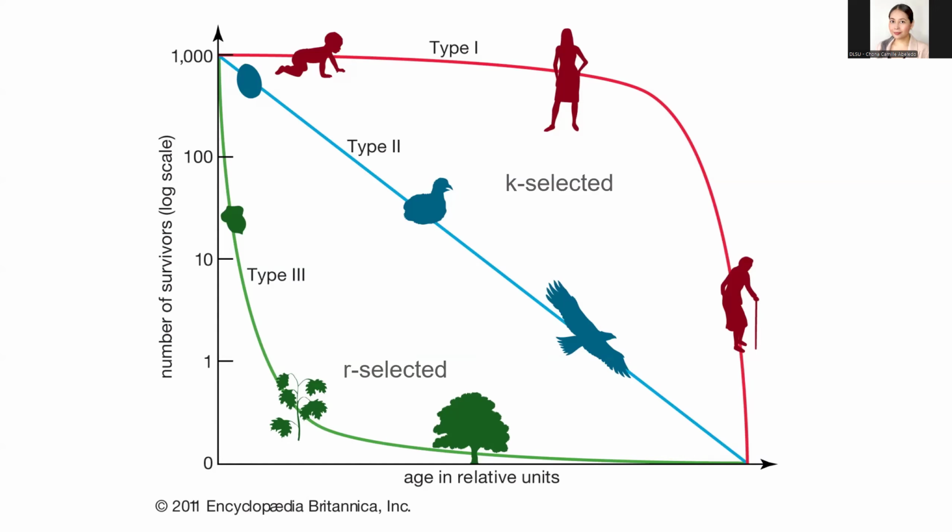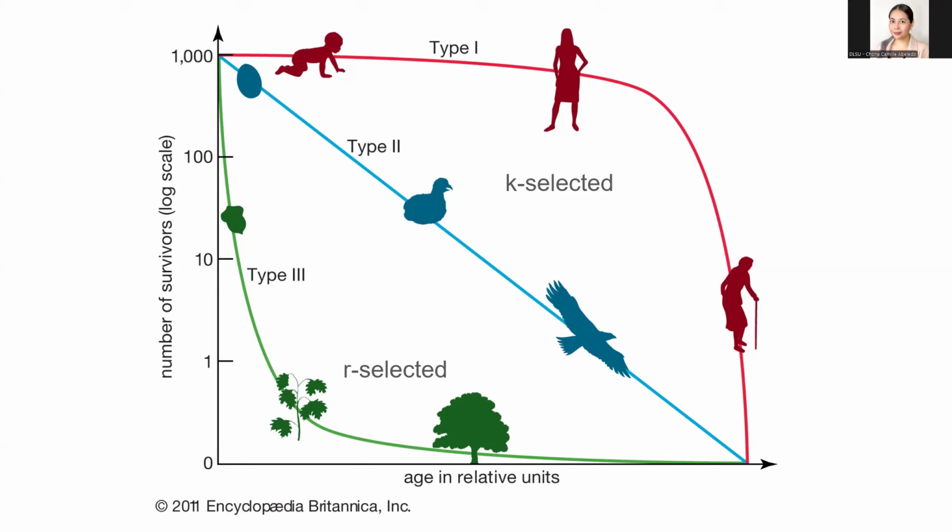So this indicates a high survival rate in early and middle life, but a sharp decline in old age. However, you will also notice from the recording that the type 2 survivorship is more of an intermediate. It's halfway between K and R selected, but it still falls more on the K selected side.